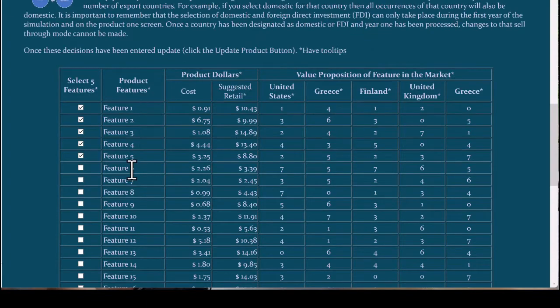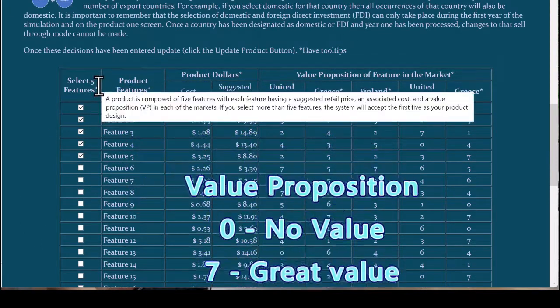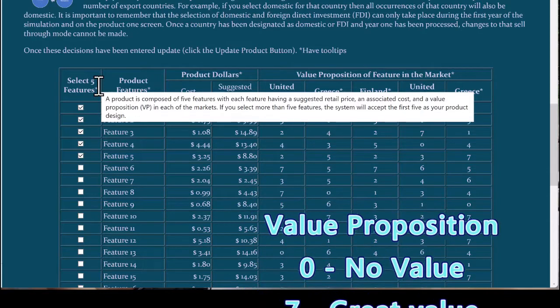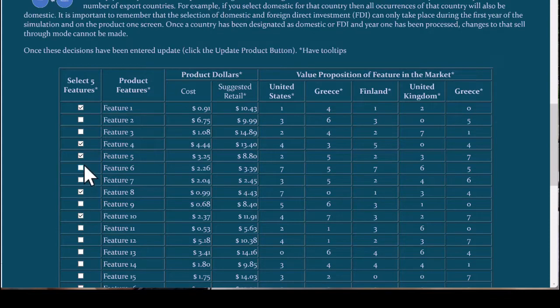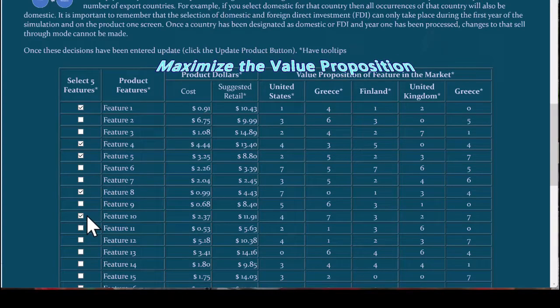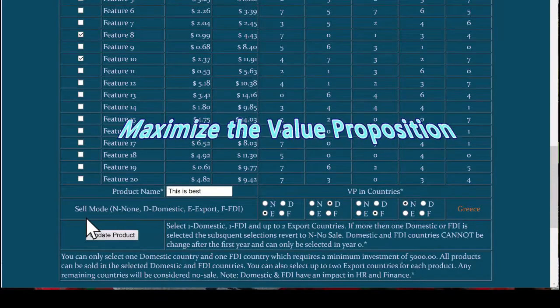The value proposition, as you can see from the screen, is a digit from 0 to 7, where 0 represents no value and 7 represents the maximum value. So the objective of each product manager, each product designer, and each product is to ensure that it has the maximum value to the intended market that it is being sold to.